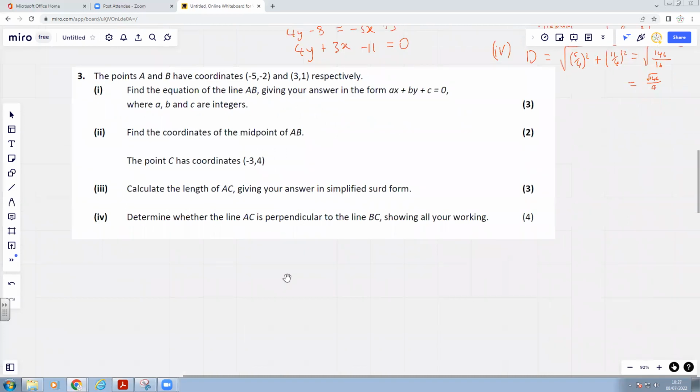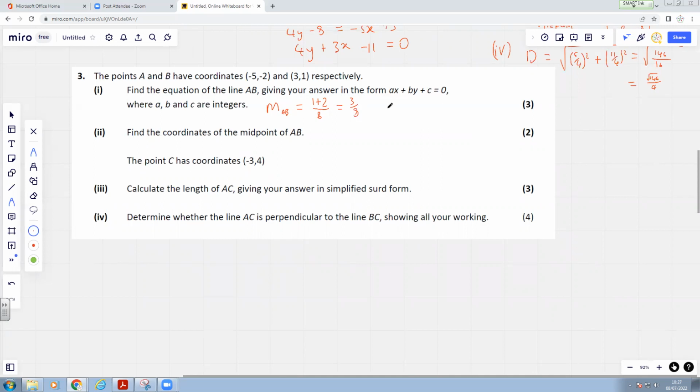Okay, the points A and B have coordinates minus 5, 2 and 3, 1 respectively. Find the equation of the line AB, giving your answer in this form. Well, the gradient of AB, we always need a gradient and a point on the line really. It's going to be 1 minus 2, which is... 1 minus minus 2, which is 1 plus 2, over 3 minus minus 5, which is 3 plus 5. And so that's 3 over 8.